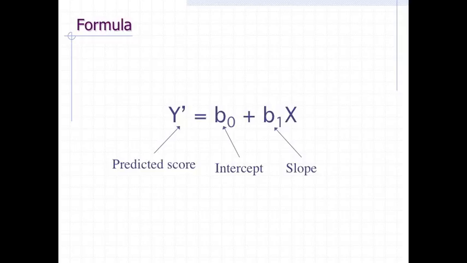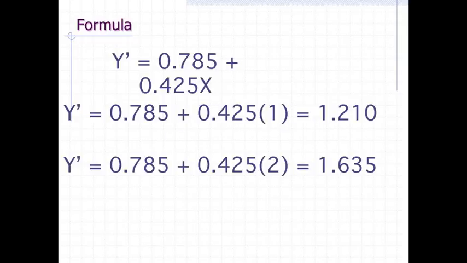The formula for a regression line is y prime equals b0 plus b1x, where y prime is the predicted score, b0 is the y-intercept, and b1 is the slope of the line. The equation for the regression line for the data we have been discussing is shown here. The predicted scores for x equals 1 and x equals 2 are shown to be 1.21 and 1.635 respectively.